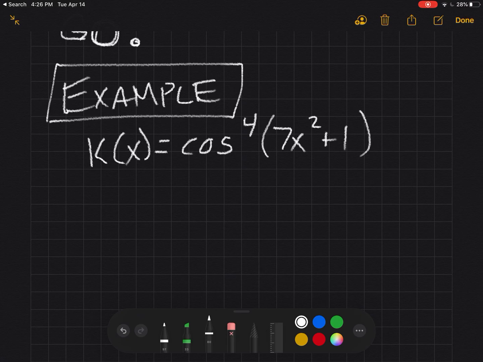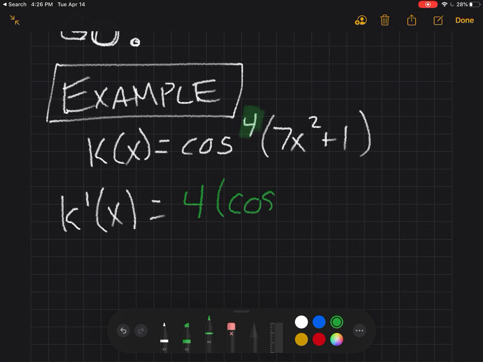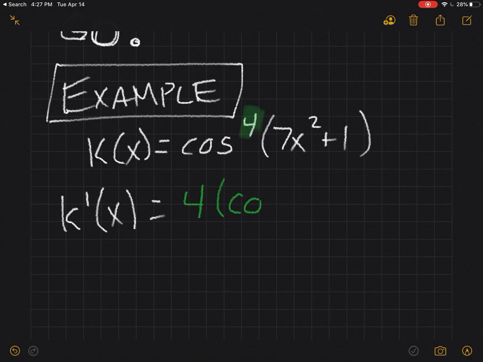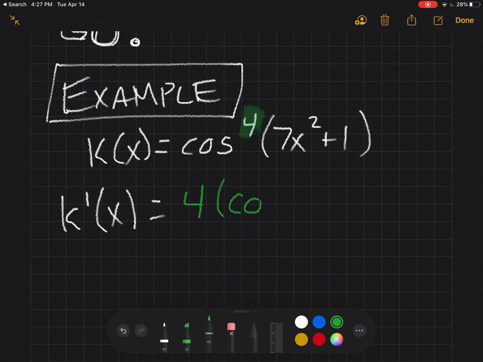So here's our example. Let's say I have k of x equals cosine to the fourth power of 7x squared plus 1. So let's go ahead and do this, and we're going to peel this function. So k prime of x equals my first layer, which is raising something to the fourth power. So that's what I'm going to do first.